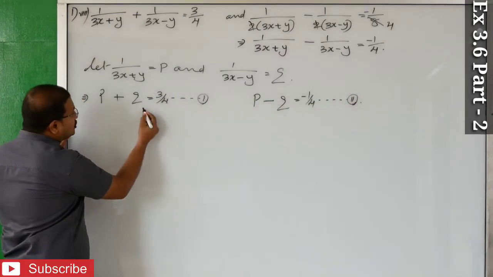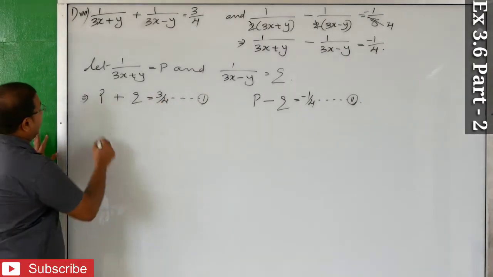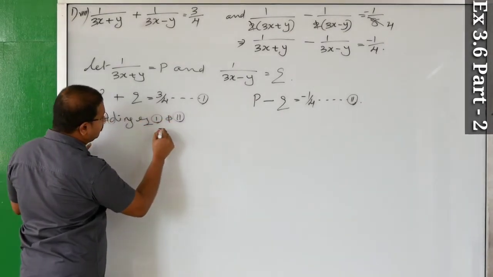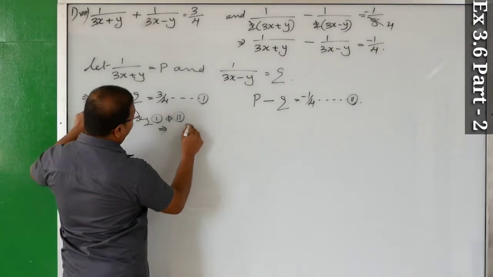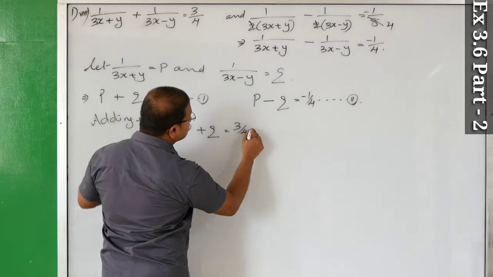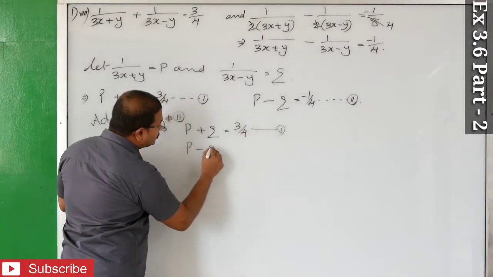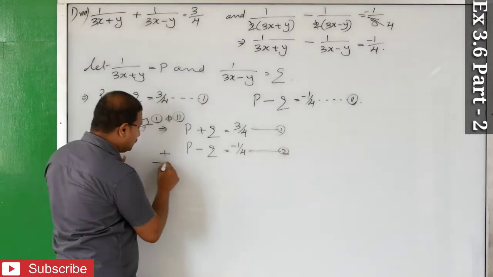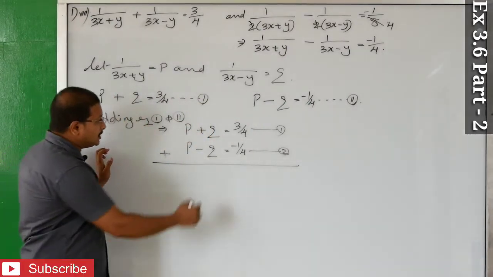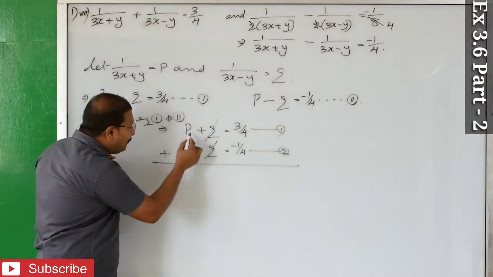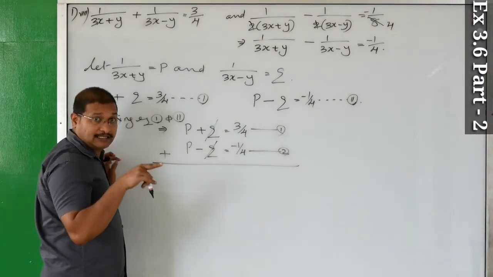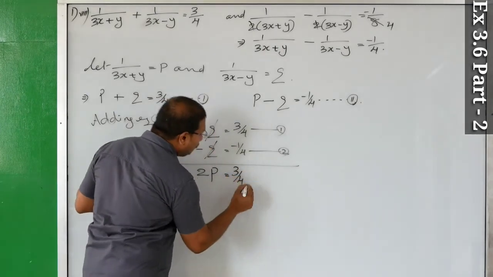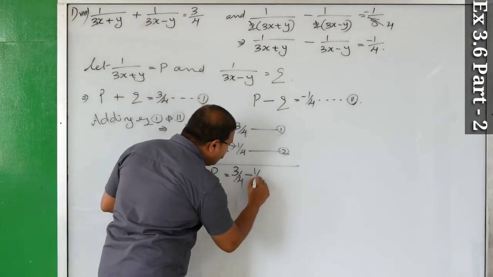Ready? Now what will we do? We have plus q and minus q. To remove this, we add equations 1 and 2. The first equation: p plus q equals 3 by 4, equation number 1. Next equation: p minus q equals minus 1 by 4, equation number 2. When you add them, plus q and minus q will cancel. Now p plus p is 2p. 2p equals 3 by 4 plus, actually here minus is there, that means minus 1 by 4.